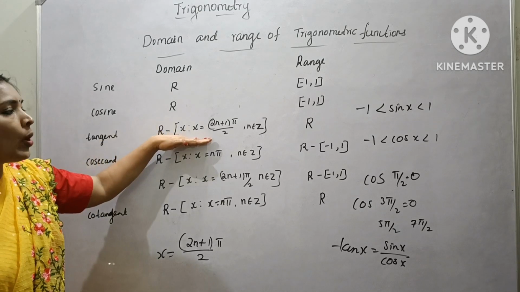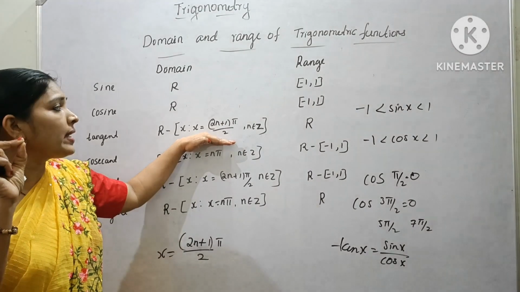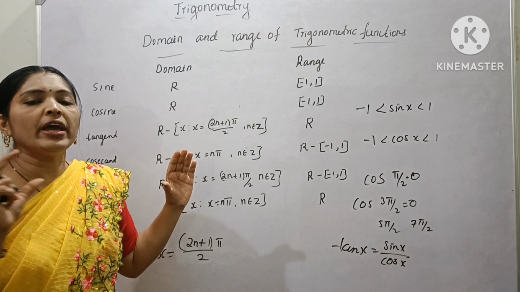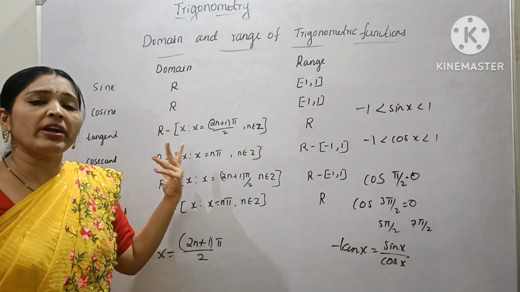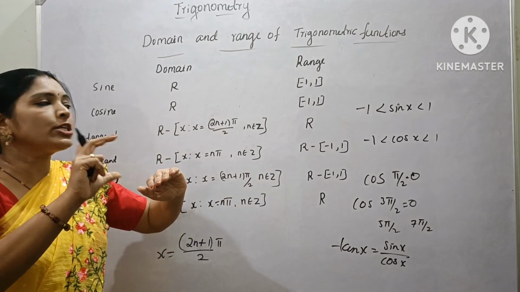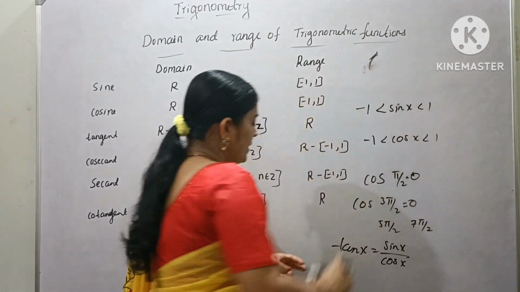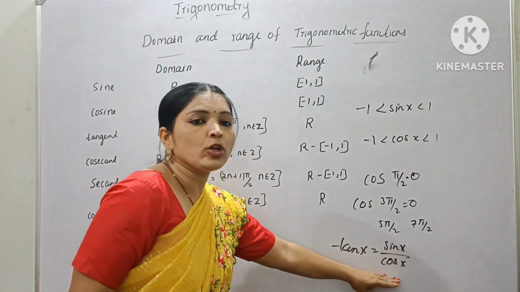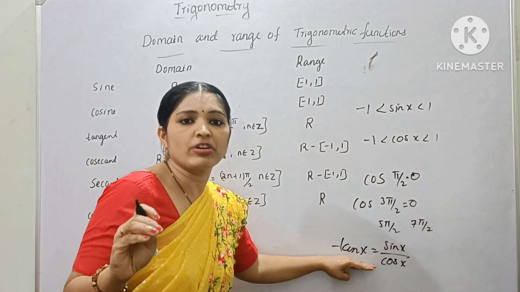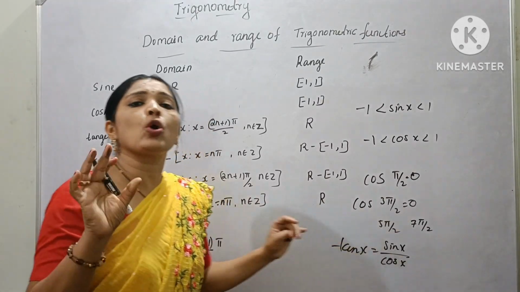So for its domain, just remember: if you forget this, just think about where cos is 0. You know that tan is nothing but sin by cos, so the denominator should not be 0. So cos x should not be 0 for defining the tan function, right? So tan x is defined for all values except where cos x is 0.